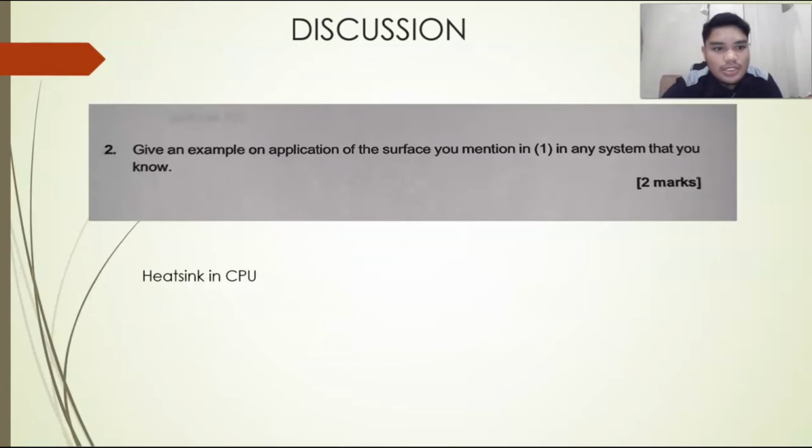The next question is, give an example on application of the surface you mentioned in any system that you know. The answer is heat sink in central processing unit, which is CPU.